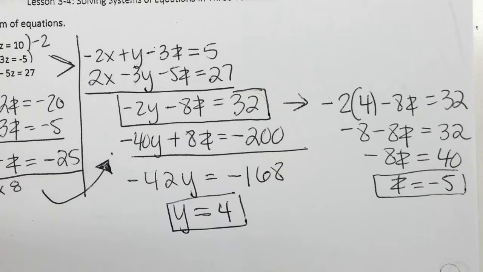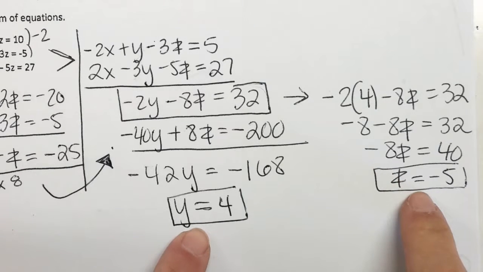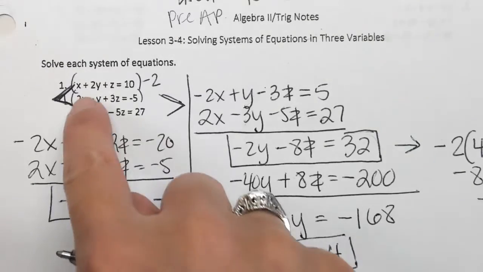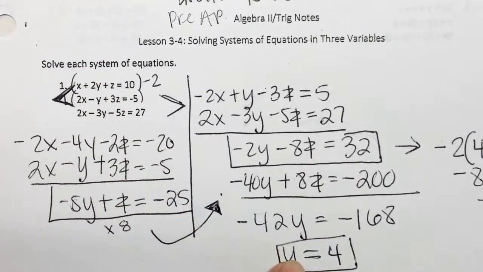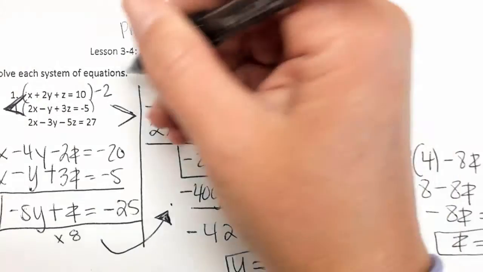We need x. So Caleb, what would we plug these into? One of the originals. Yes. So now you have 2 variables. You plug it into one with 3 variables. Pick which one you want, Caleb. I guess the top one. Okay. Yeah, that looks easiest.